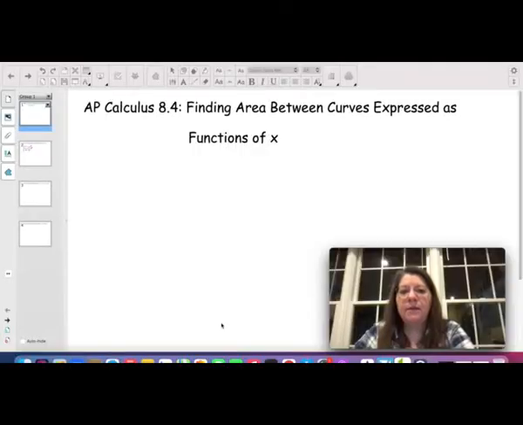This is AP Calculus 8.4, finding area between curves expressed as a function of x. When we say something is expressed as a function of x, that means y is by itself. So we might have y equals x squared plus 2x minus 6. Again, a function expressed as a function of x means y is by itself, or it's solved for y, or f of x.